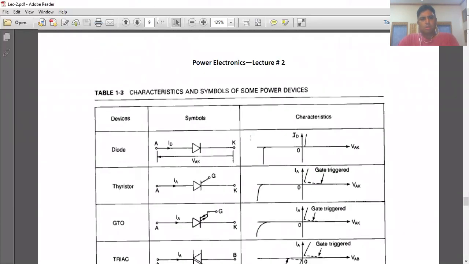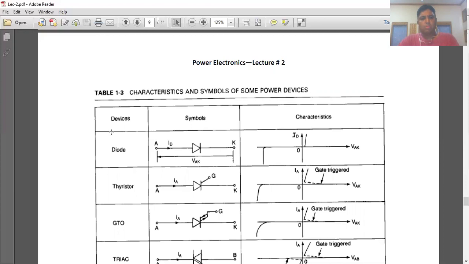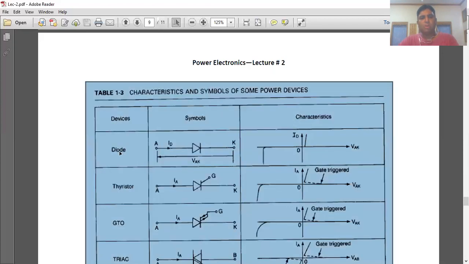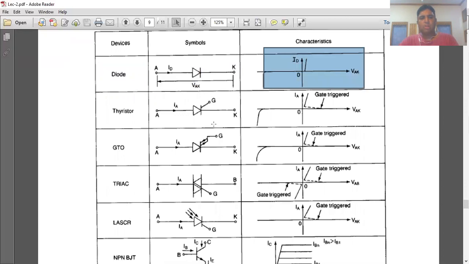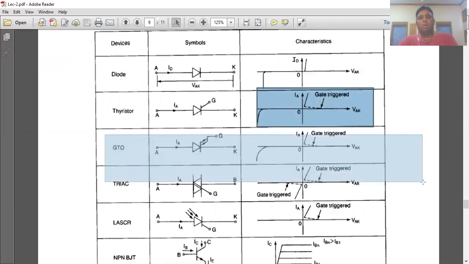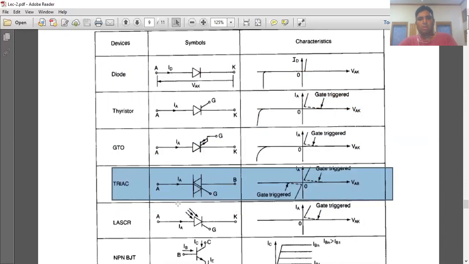Okay, next, basically this is a table of characteristics and symbols of power devices. We have discussed a lot of power electronic devices in this chapter. So he has summarized basically all devices in one table. So a diode has this symbol and this VA characteristics. Similarly, a thyristor has this symbol and these VA characteristics. A gate turnoff has this symbol, a triac has this symbol and these characteristics.